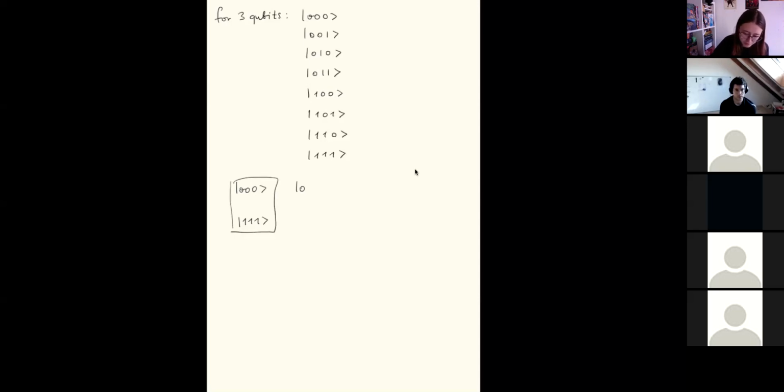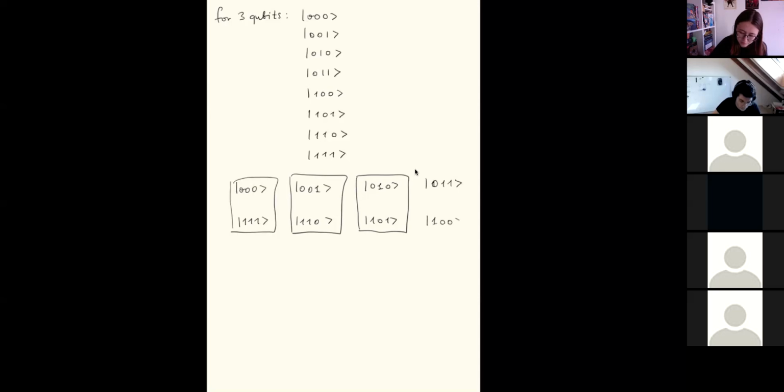The next one would be, for the state 0, 0, 1, it's 1, 1, 0. Then the state 0, 1, 0 has to be paired with 1, 0, 1. And the state 0, 1, 1 has to be paired with 1, 0, 0. So we get 4 new virtual qubits.